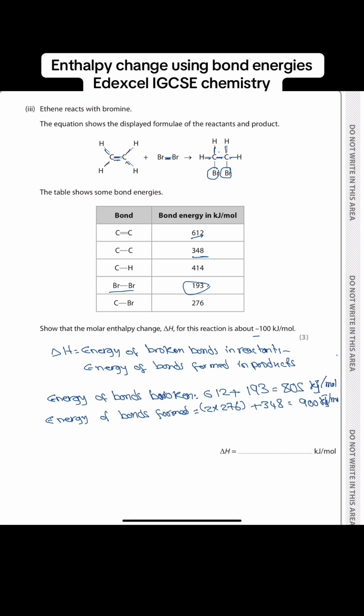Now the delta H will be the total energy of the bonds broken, which is 805, minus the total energy of the bonds formed, which is 900, and that will give you minus 95 kilojoule per mole. So delta H here is minus 95, and they wanted you to show it's about minus 100 kilojoule per mole.